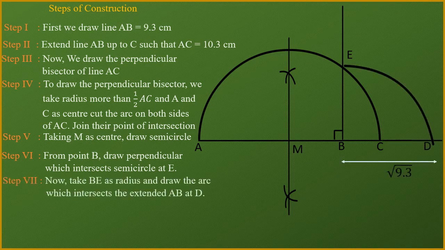And for a while you can produce your line AB up till some length, say it is D. So that arc we have drawn from the point E will intersect the line at the base at a point D. So if you measure the length of B to D, that will be equal to under root of 9.3. Okay, so this way complete the figure. How we have drawn the root of 9.3 we have learned in this question.